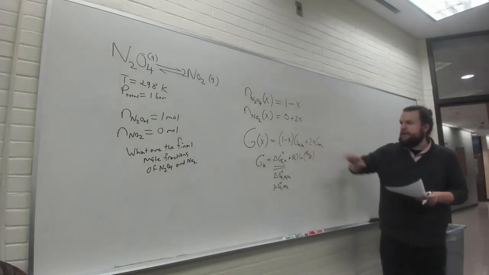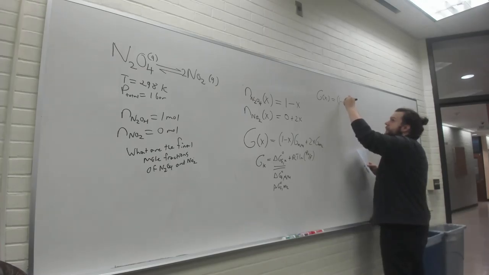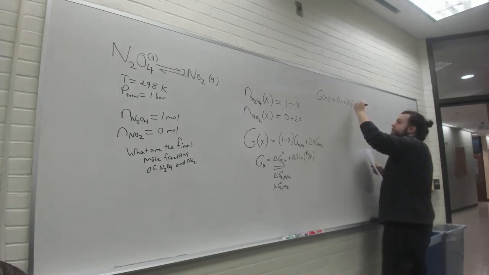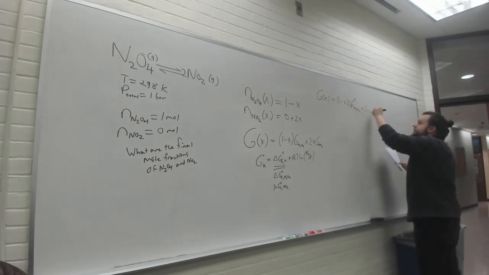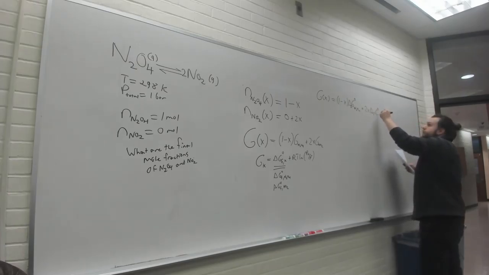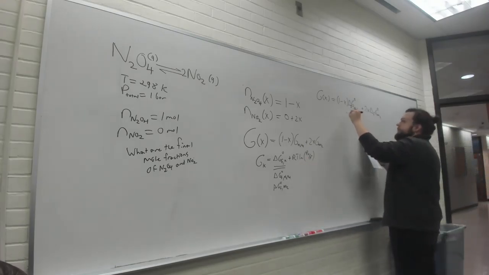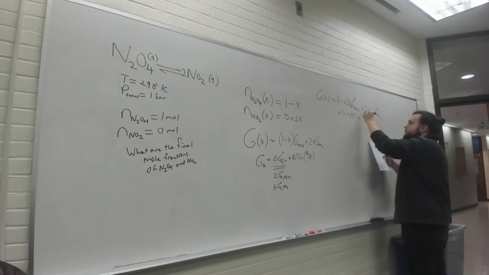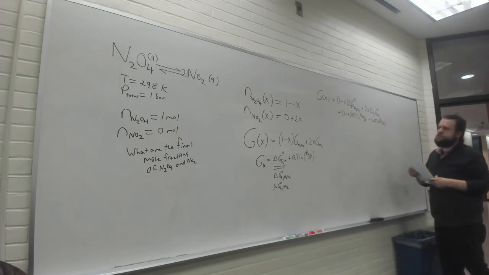So I'll take this equation and plug it in here. G of X is going to be 1 minus X times the Gibbs energy of formation of N2O4, plus 2X times the Gibbs energy of formation for NO2. And then we have our RT term. So that's going to be plus 1 minus X RT ln P N2O4 over standard pressure, plus 2X RT ln the partial pressure of NO2 over standard pressure, which is just 1 bar.